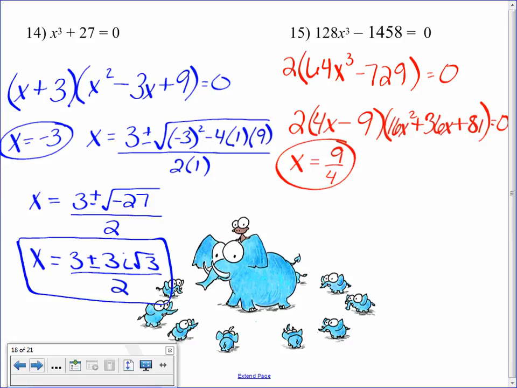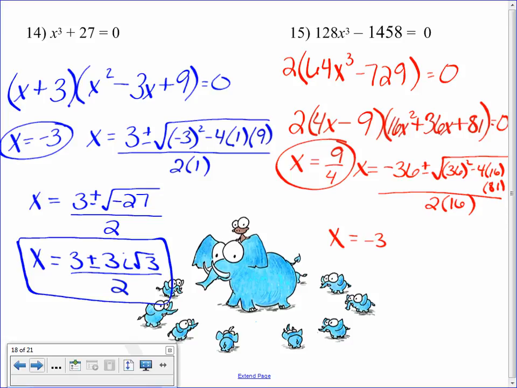All right, so here we go. I have to set up the quadratic formula. Negative b plus or minus square root b squared minus 4 times a times c all over 2 times a. These numbers get a little big.